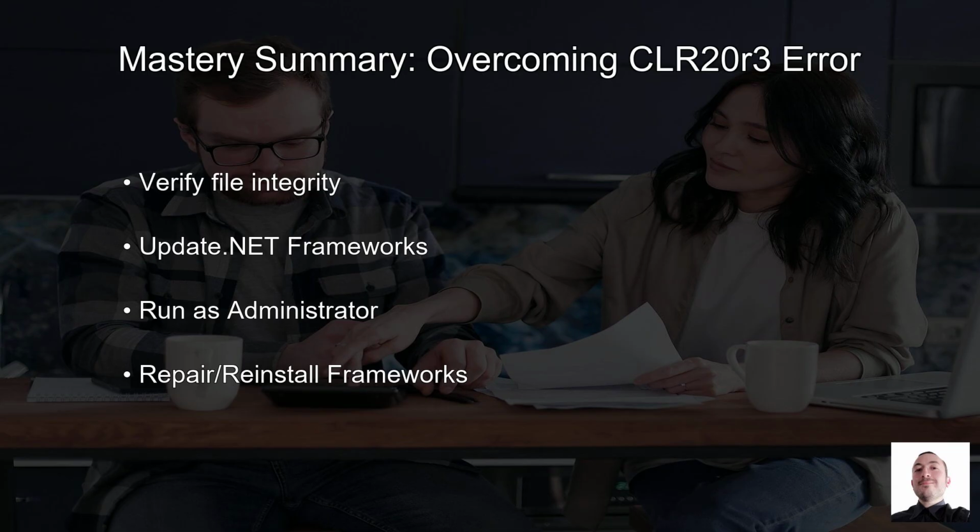In conclusion, tackling the CLR20r3 error requires a systematic approach. First, verify the integrity of your installation files. If corrupted, re-download them from a trusted source. Next, ensure all .NET framework versions are up to date. Run the installer with administrative privileges to avoid permission issues. If the problem persists, consider repairing or reinstalling the affected frameworks. Remember, patience and methodical troubleshooting are key.